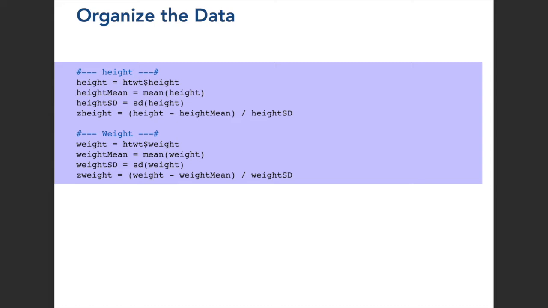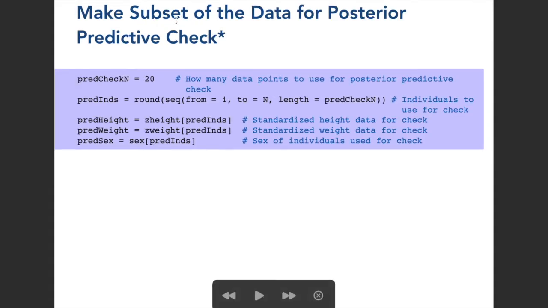We need to do that ahead of time and send that information to Stan at the same time as we send all of our other data. So here I'm doing that. This is the same sort of thing that we've done before with posterior predictive checks. It's just now we're doing it before we've actually run the model. Here I'm setting the number of data points we want to use for the posterior predictive check. I'm just going to take 20, and I'm going to call that pred check n. So the sample size for our posterior predictive checks is going to be 20.